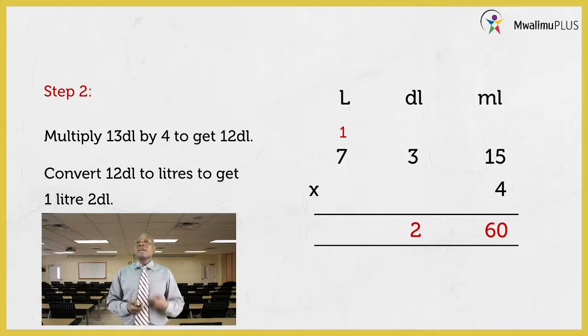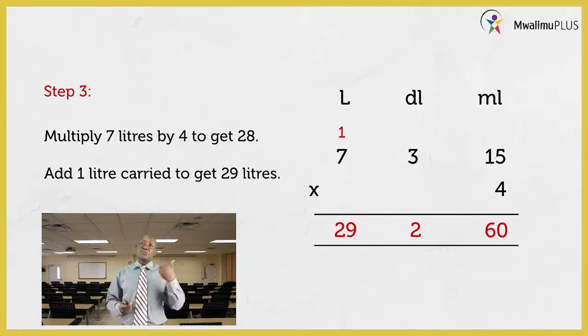So learners, again we proceed because the journey is not yet over. We proceed to the last part, that is multiplying liters by 4. Now learners, we have 4 times 7. If you multiply 7 liters by 4, what do we get? Nice. That will give us 28.